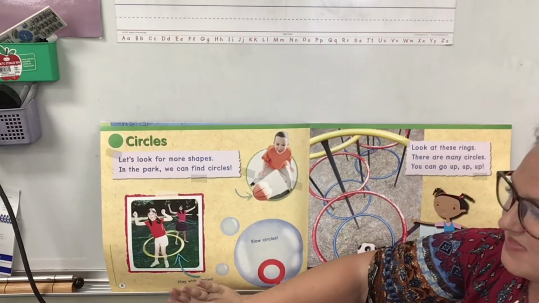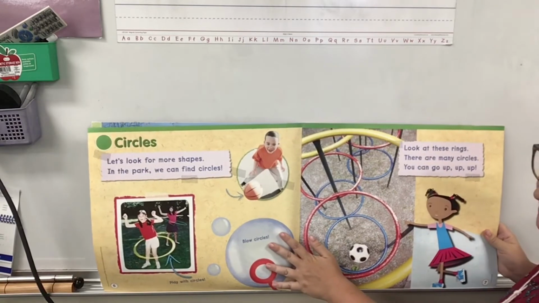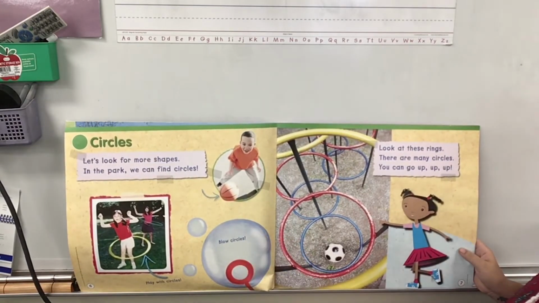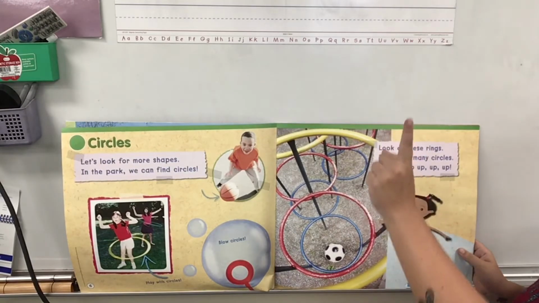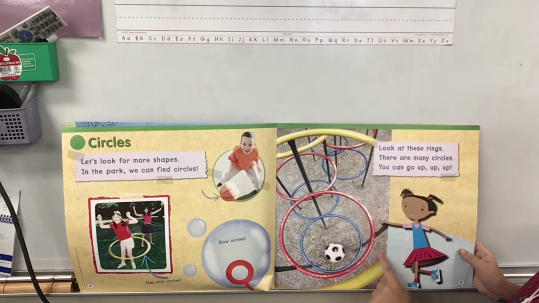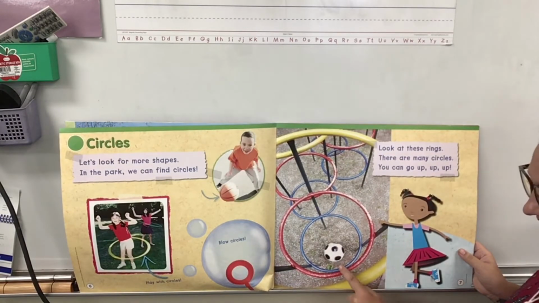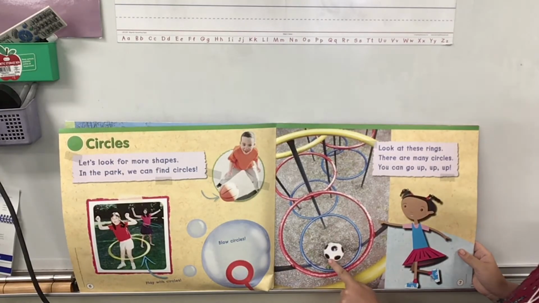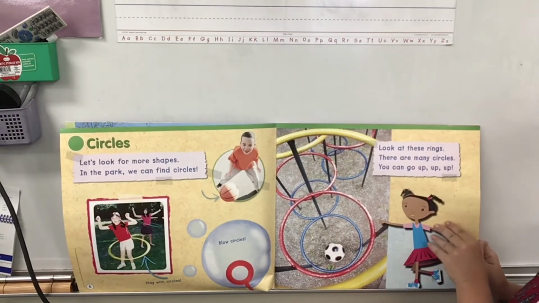Notice how I started reading from the left side and then we read the right side. So let's take a look at the right side now. Look at all these rings. There are many, many circles. You can climb up, up, up. Can anybody else see another circle in this picture besides the rings? Ah, the ball is shaped like a circle. And I even see circles on the ball. Wow, so many circles. Let's see what shapes are on the next page.